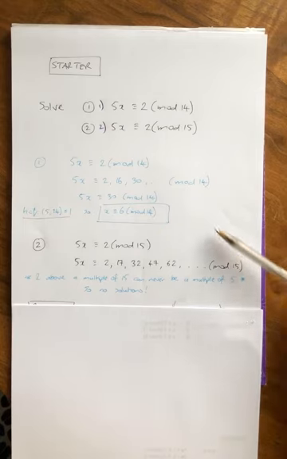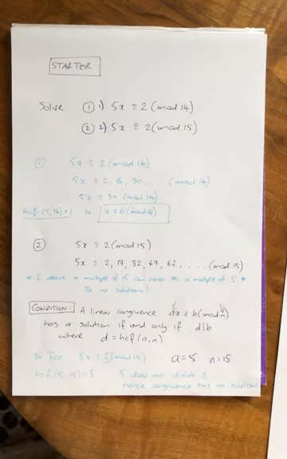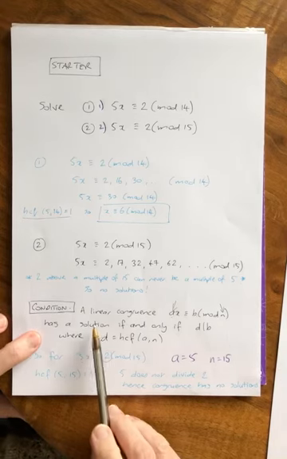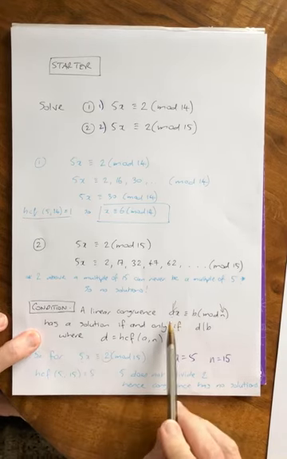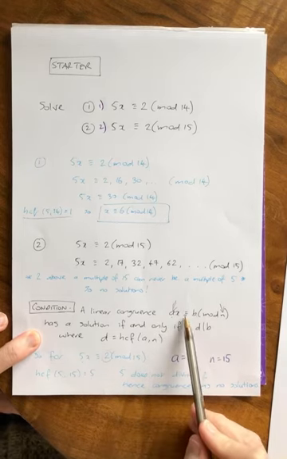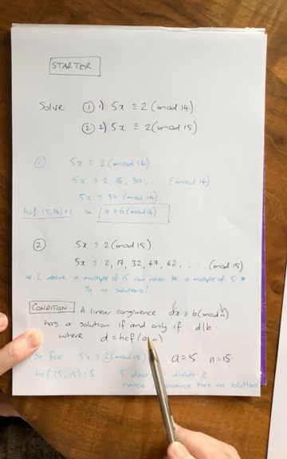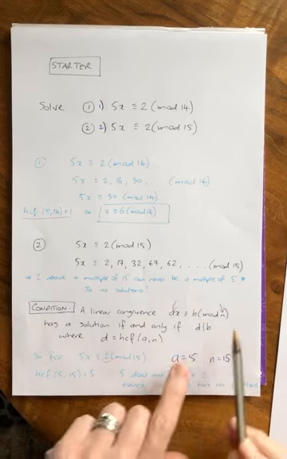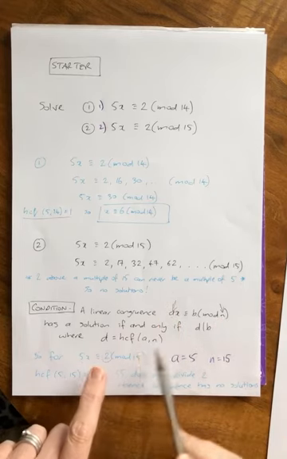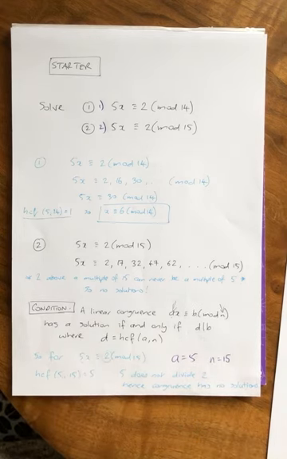What I wanted to do in this second question was to remind you of what that condition was. It's something you did earlier in the year with Mrs. James. A linear congruence of this form, AX is congruent to B mod n, has a solution if and only if D, where D is the highest common factor of the A and the N, divides B. If D divides B, then we have got a solution.